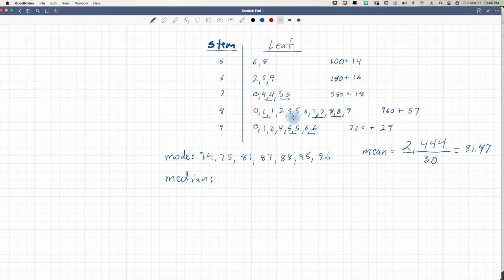In this case, that's between 83 and 85, right in here. So 83 plus 85 divided by 2 equals 84. That's our median. And our range is pretty easy. We just take the highest number, which is 96, subtract the lowest number, which is 56, and that equals 40. That's our range.